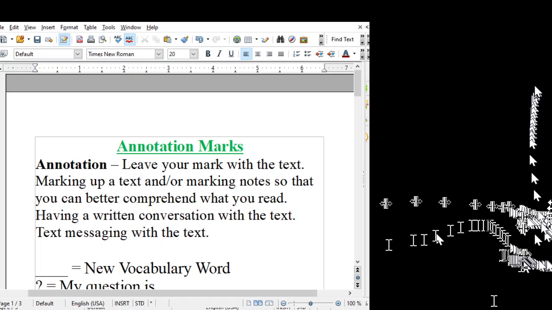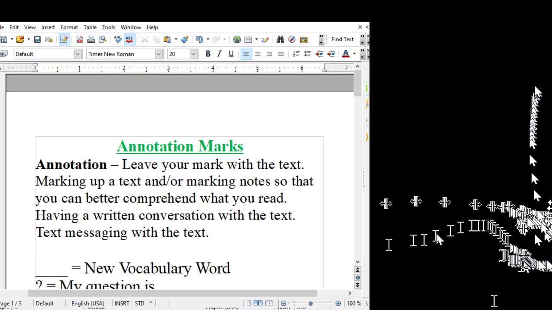All right, in this instructional video, we're going to talk about annotation. I'm going to explain what annotation is, I'm going to give you the annotation symbols, and then I'm going to give you examples. All right, so one, annotation.